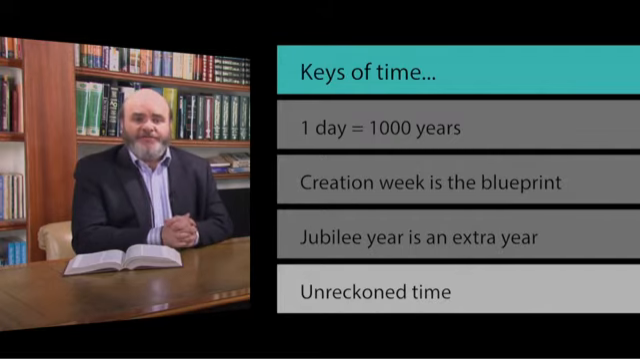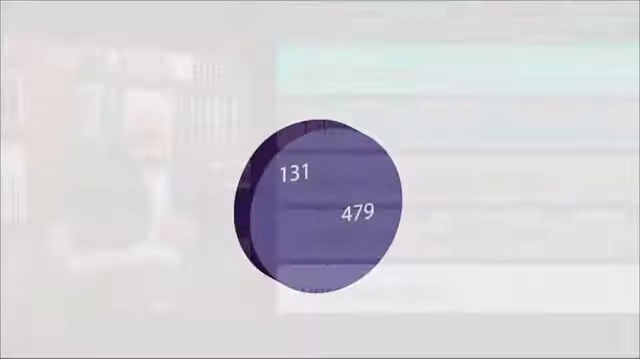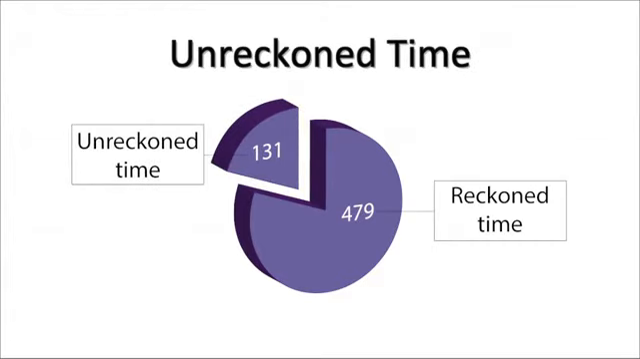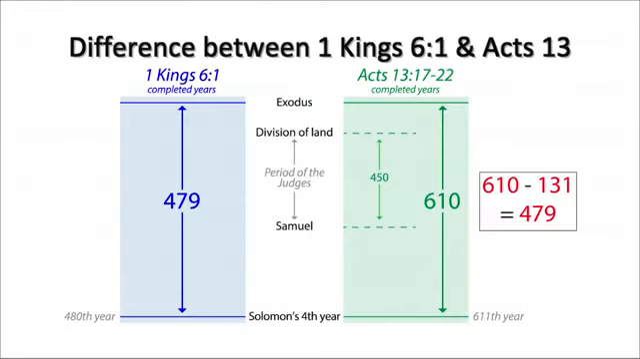This is convincingly revealed by the 479 completed years recorded in 1 Kings 6:1, which are 131 years short of the actual time. Now, the total times of servitude are also 131 years, so if they are subtracted from the total time, this gives exactly 479 years. The only alternative to this solution is to force the periods in Judges and Acts 13:20, which add up to 610 years, to fit into the 479 years of 1 Kings 6:1. This involves torturing the scriptures.